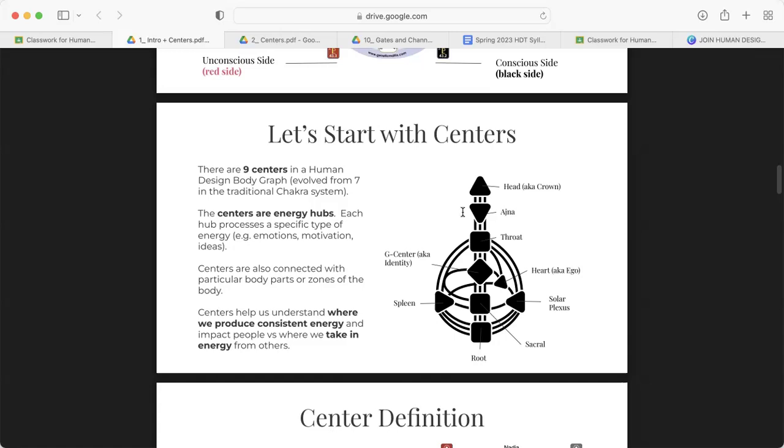Just at a high level, centers are energetic hubs, and they really dictate how we impact people, how we're impacted by others, how we take in information like emotions and intellectual information, how we express our identity, and how we manage stress, anxiety, and fear. All of that is governed by centers.